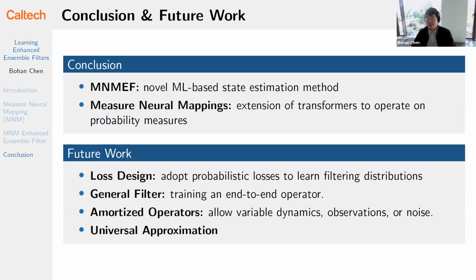And the last part is the theory part. We still need to prove something related to universal approximation for this measure neural mapping.